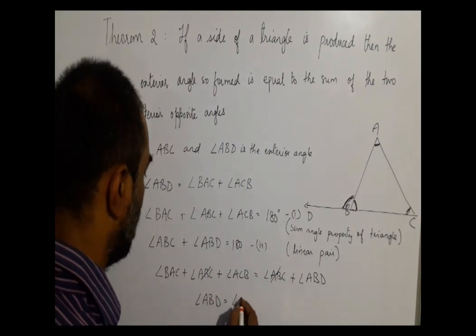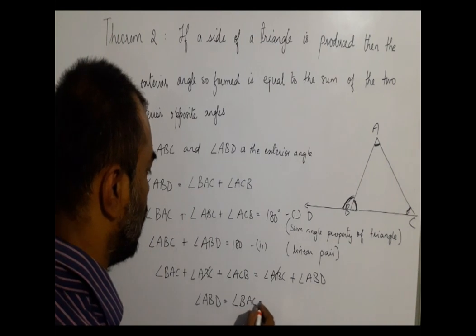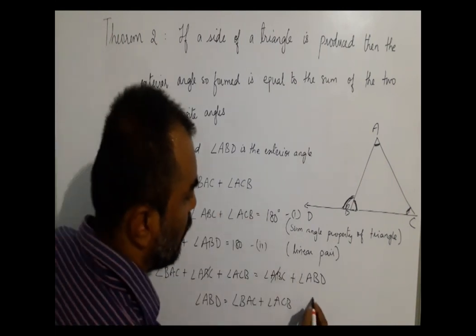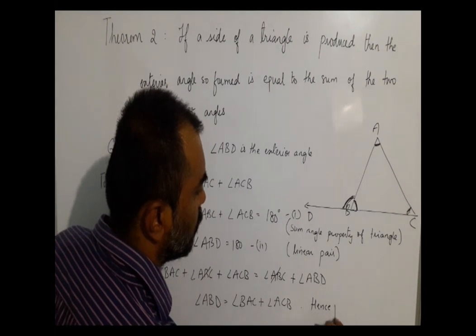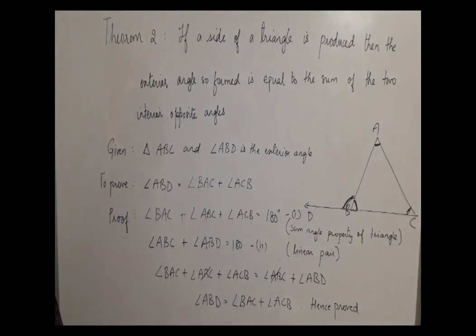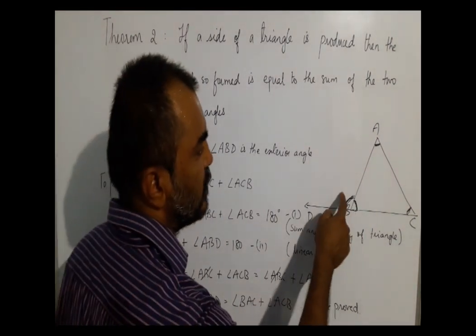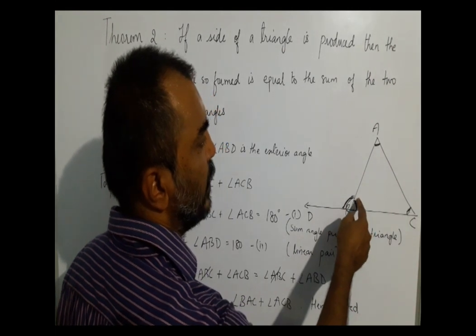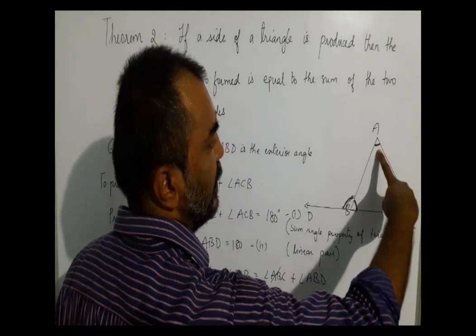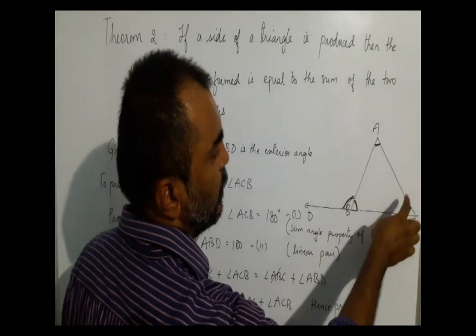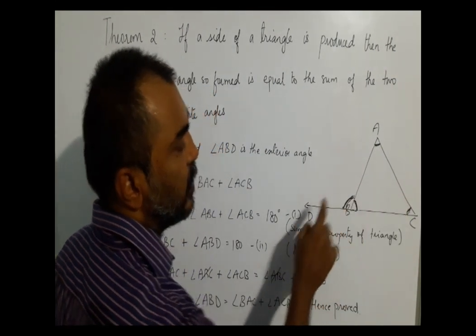ABD is angle BAC plus angle ACB, which we had to prove, hence proof. Okay? So have you understood this theorem? This angle plus this angle is 180. Also this angle plus this angle plus this angle is 180. So the sum of these two interior opposite angles is equal to the exterior angle. So this angle plus this angle gives us the exterior angle.